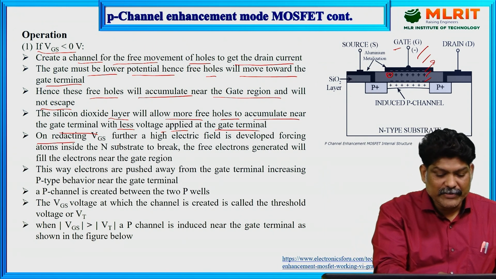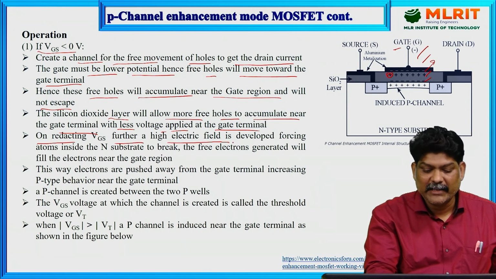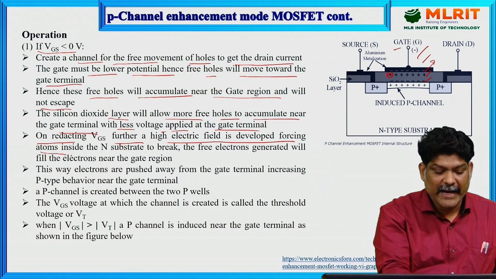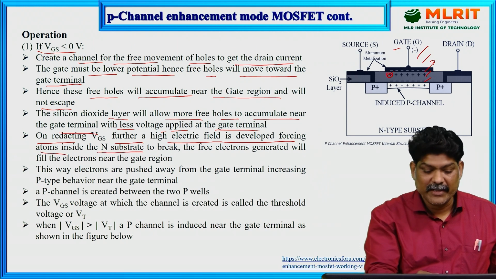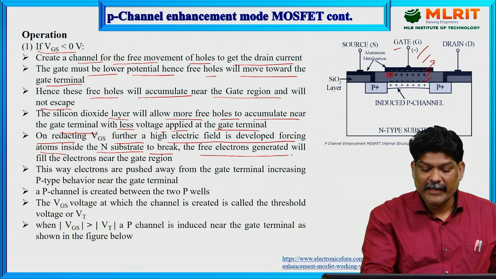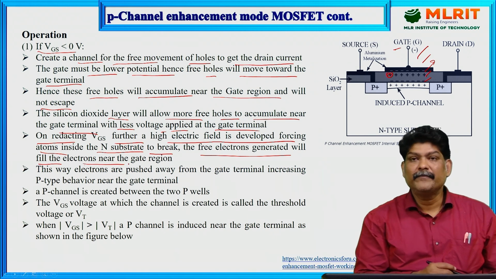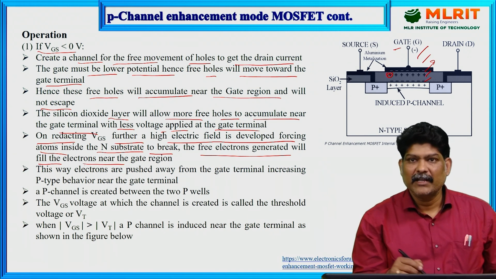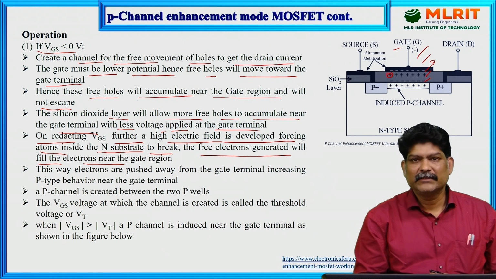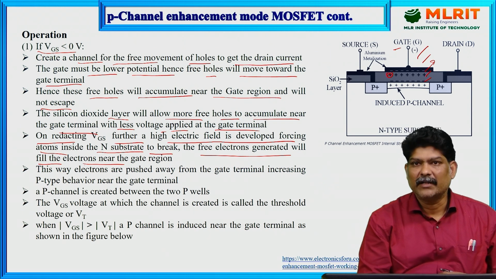On reducing VGS further, a high electric field is developed, forcing atoms inside the N-type substrate to break. The free electrons generated will be near the gate region. In such a way we are able to generate a channel under the SiO2 layer.